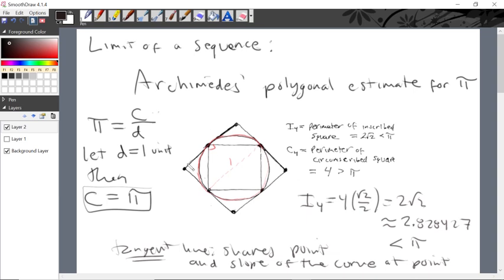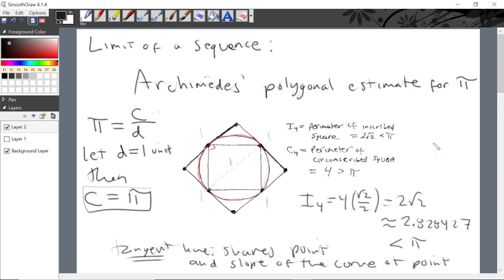All right, so we can find out what is the perimeter of this outer square. Well, this length right here is the same as this length right here. So we know that this length is 1, this is 1, this is 1, and this is 1. So the perimeter of the circumscribed square is simply 4 times 1, or 4. So he knows that C4, the circumscribed square's perimeter, is greater than pi.